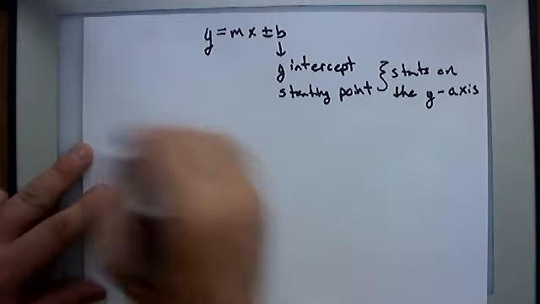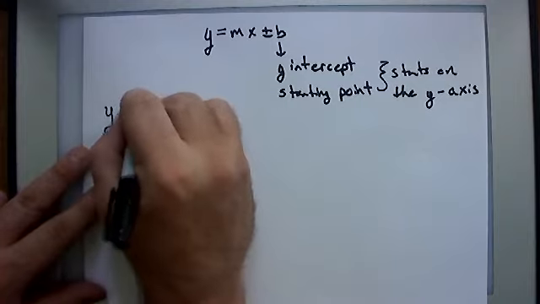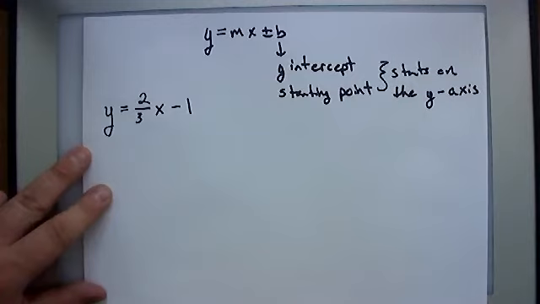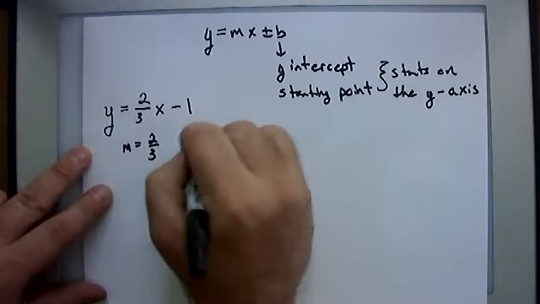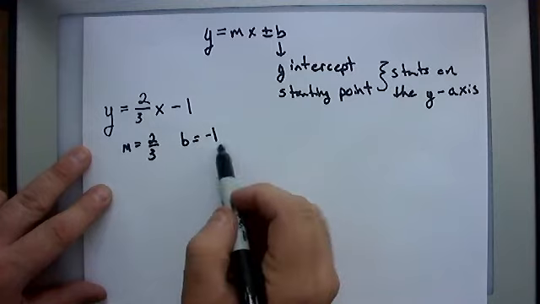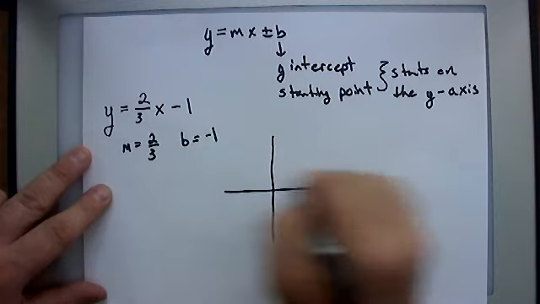So let's do it. We're going to graph a whole one this time, but we'll start with that again. Let's say y equals 2/3 x minus 1. Okay? First, identify your M and your B. Your M here would be 2/3. Your B here would be -1. Okay? So what this means is the B is our starting point. We're going to start at -1. Where's -1 on the graph?